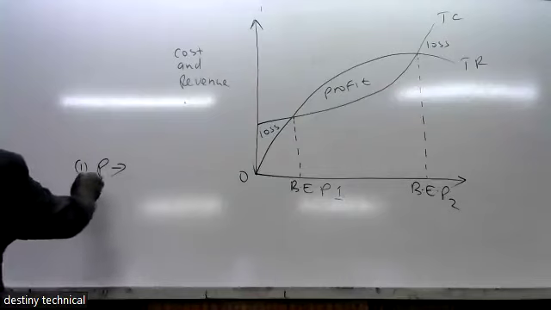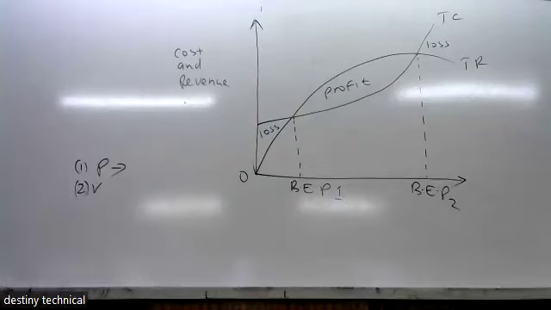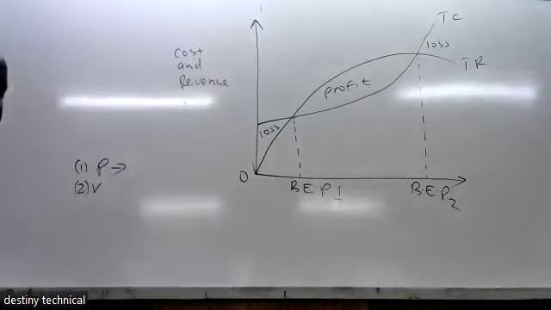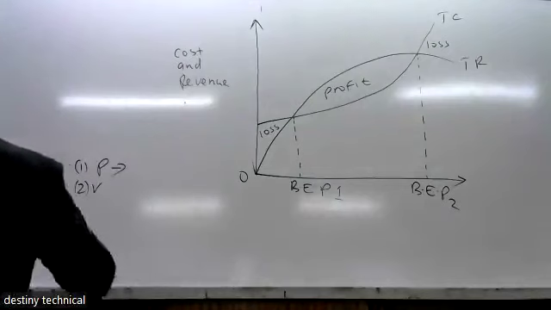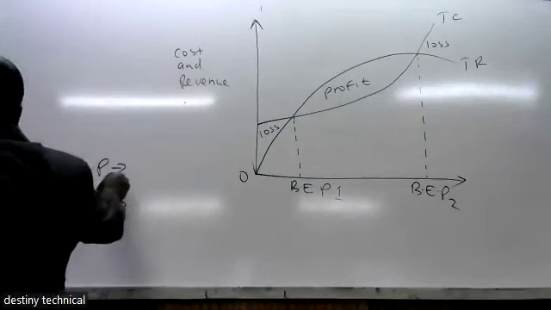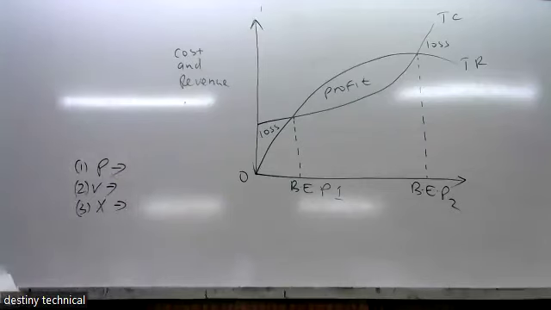Then number two is B. B is the variable cost per unit. Then X. X will be the number of the units. Then F.